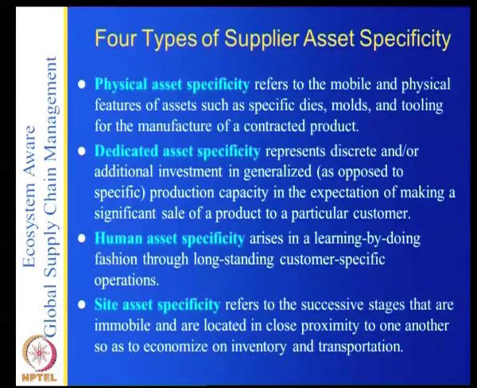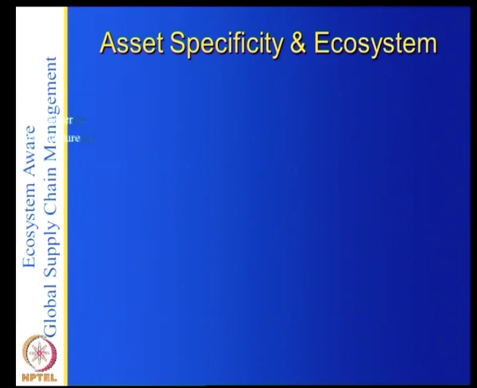And site-specific assets refer to successive stages that are immobile and located in close proximity to one another so as to economize on inventory and transportation. So basically you want to have a warehouse, a supply hub. But what happens if the market goes down and there is no demand for that particular product, whether it's automobile or electronics? Then the supply hub becomes a waste. So asset specificity is an important thing, but there are various kinds.